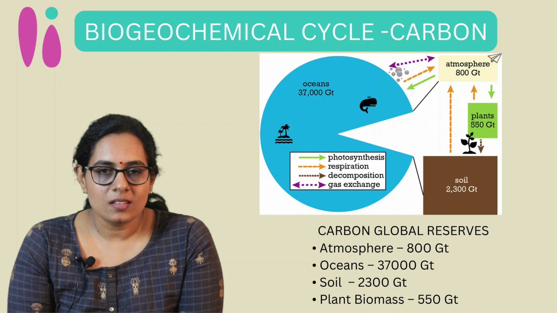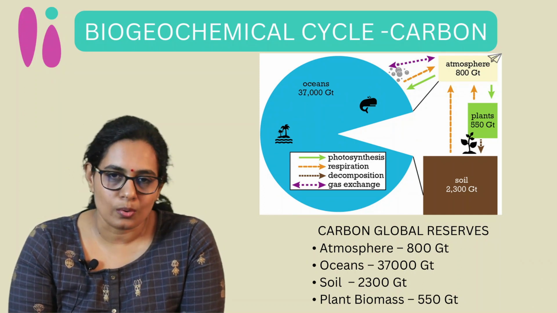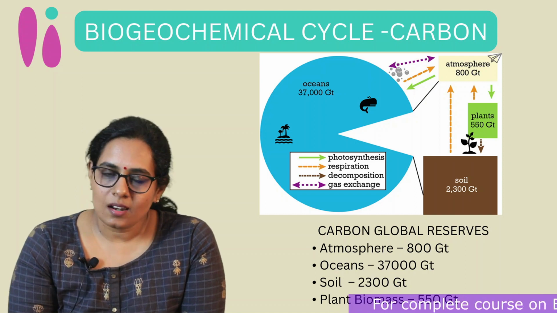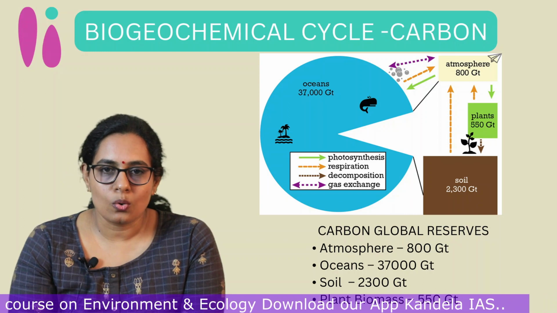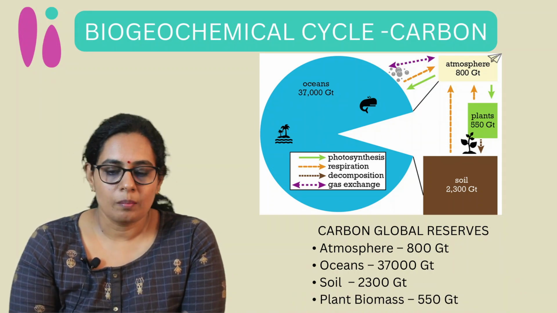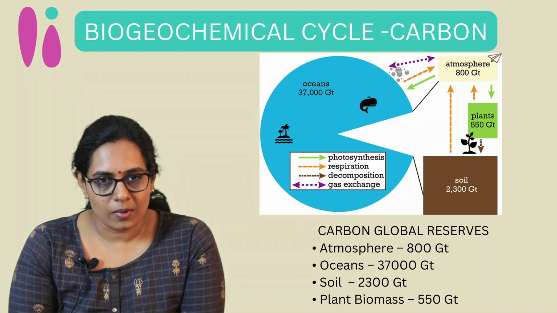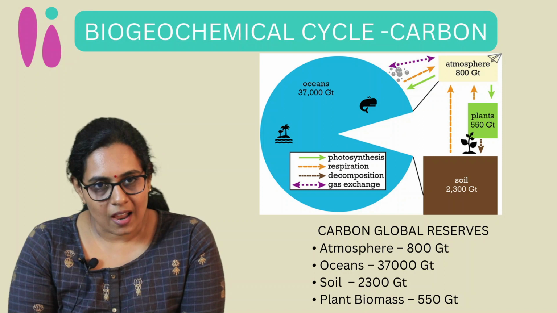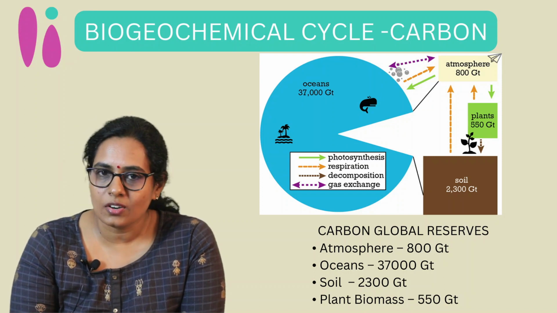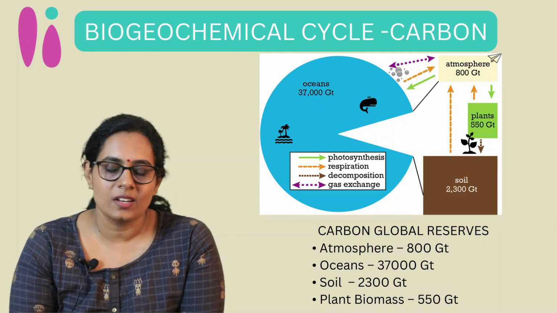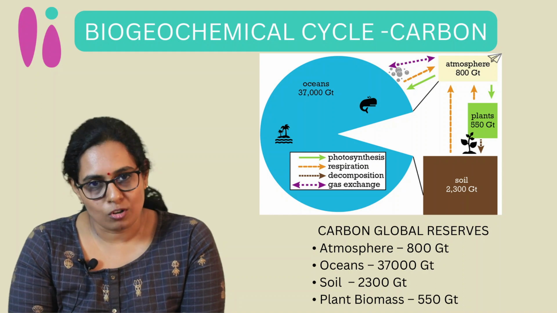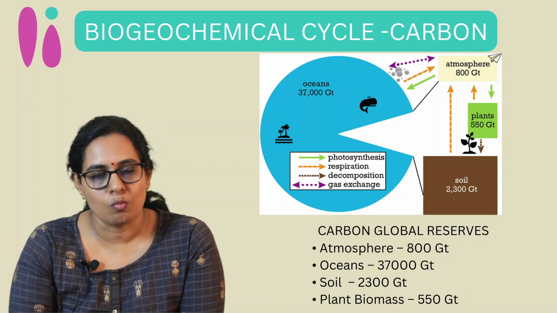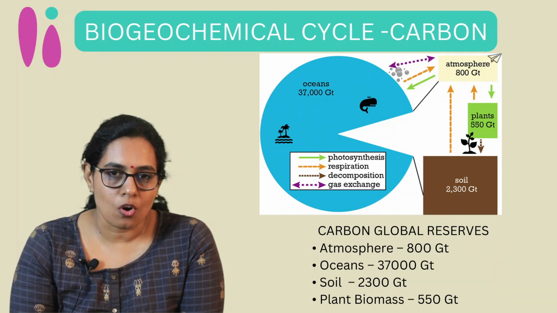Carbon reserves means where carbon is stored on earth and in what proportion. Carbon is stored largely in the lithosphere, that is the rocks of earth. That is the largest reserve on Earth. Other than that, carbon is stored in the oceans, atmosphere, soil, plant biomass, etc. The oceans hold almost 37,000 gigatons of carbon. Soil has around 2,300 gigatons of carbon and the atmosphere has around 800 gigatons of carbon. So when you compare oceans and the atmosphere, you can see that oceans have almost 50 times more carbon when compared to the atmosphere. So you can say that oceans have a large stock of carbon.